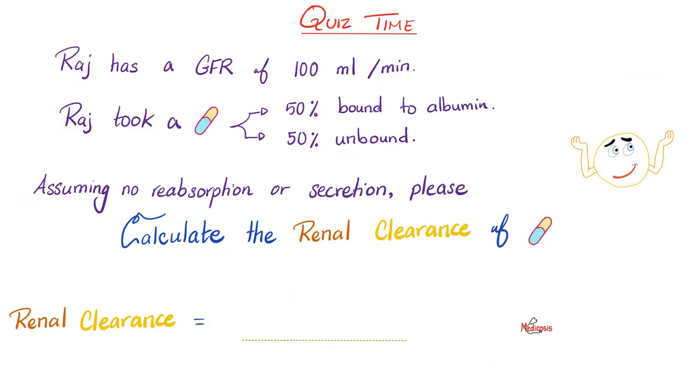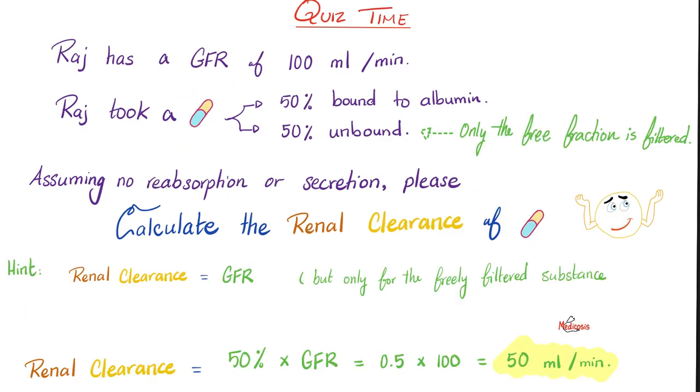Quiz time. Raj has a GFR of 100 ml per minute. Raj took a drug. 50% of that drug is bound to plasma protein, the other 50% is not bound. Assuming no reabsorption, no secretion, please calculate the renal clearance of the drug that Raj took. The renal clearance of the drug is the same as GFR, is the same as VUP. But hey, medico says they already told me that the GFR of Raj kidney is 100 ml per minute.